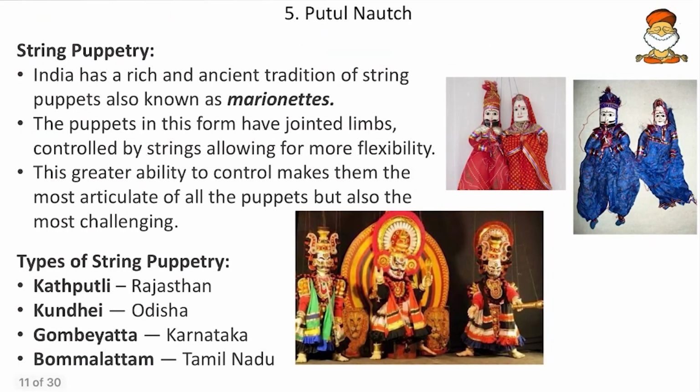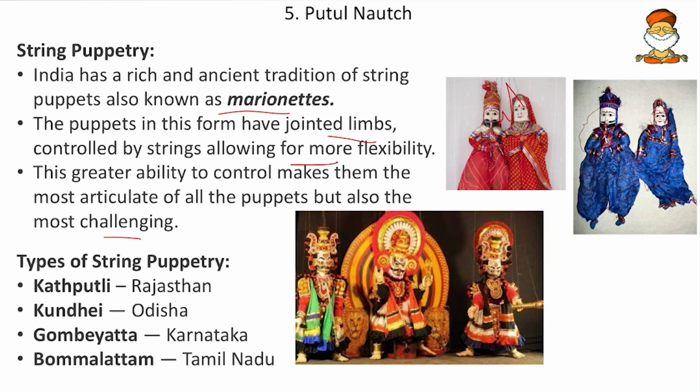And we discuss other string puppetries. So here, India has a rich and ancient tradition of the string puppets, also known as the marionettes. And the puppets in this form have jointed limbs and are controlled by strings, allowing for more flexibility. So here we have the strings, so they are controlling the limbs and other body movements. So the joints will be flexible for movement. And then this greater ability to control makes them the most articulated of all puppets, but also the most challenging one. So here it is very difficult to work with. It needs dexterity, but at the same time, this is the most beautiful one.